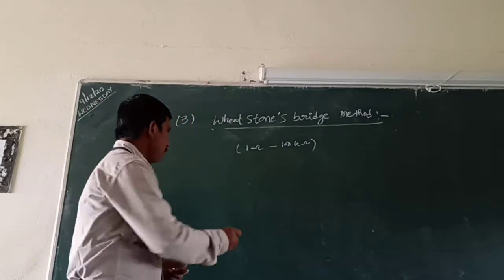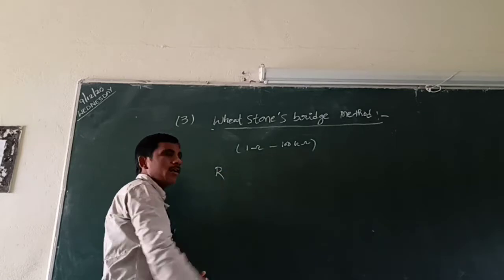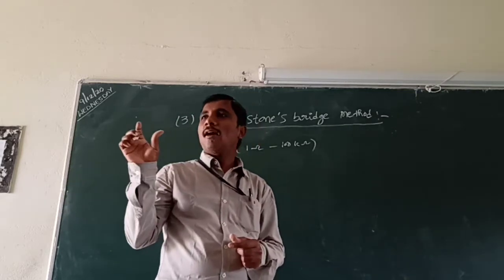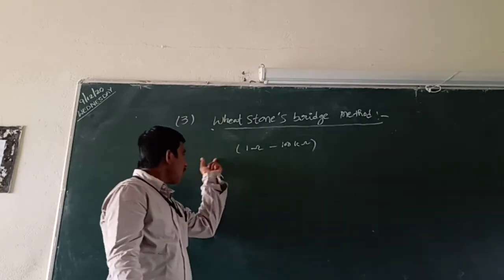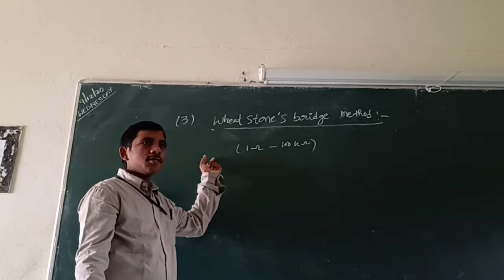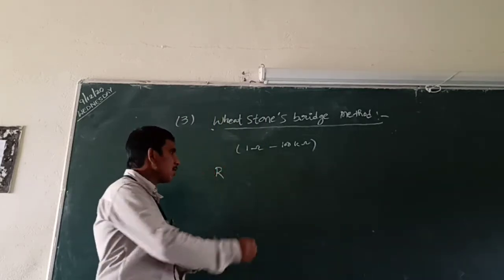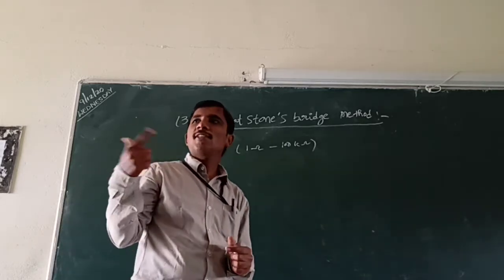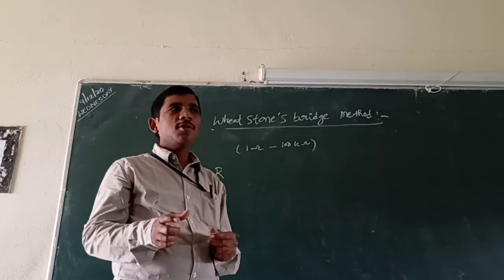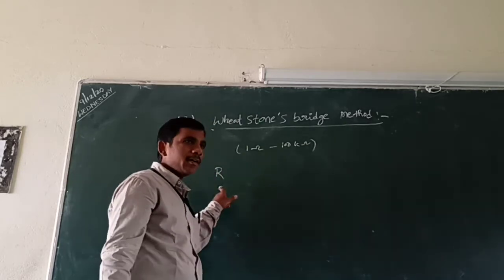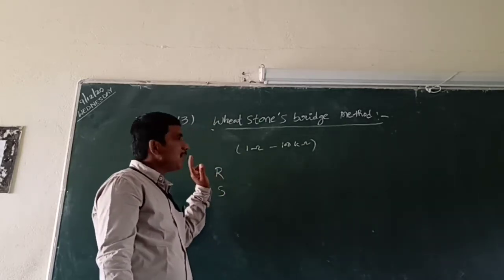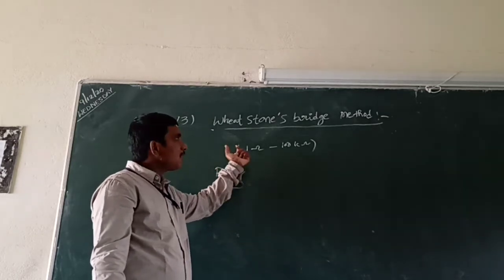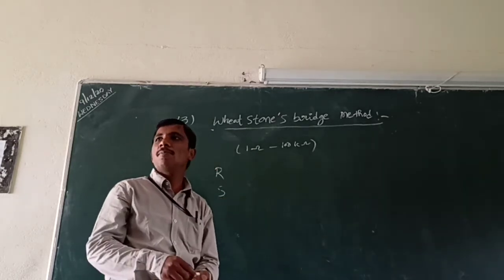R is the unknown resistance. Everywhere in the entire chapter, we are calling R the unknown resistance. R may be termed as unknown resistance and S is the standard resistance. Actual resistance can be indicated by R, but in the chapter itself we are calling it the unknown resistance. We have to measure the resistance by using the Wheatstone bridge method.